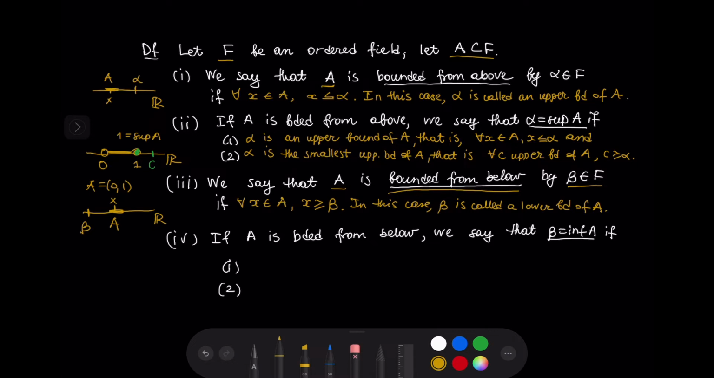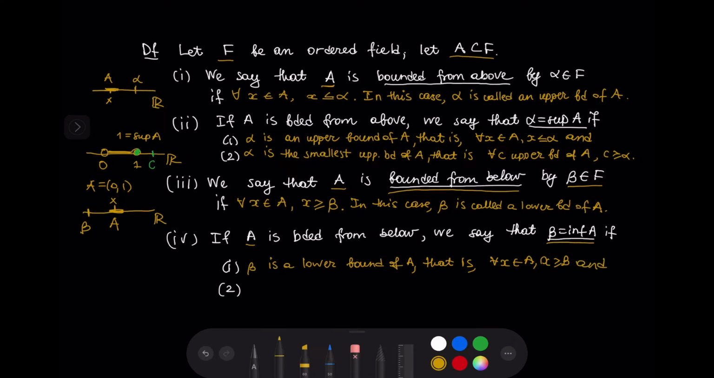So if I take any element x in A, it's going to be larger than or equal to beta. Now let us discuss what it means that beta is infimum of A. If the set A is bounded from below, we say that beta is an infimum of A if, first of all, beta is a lower bound of A, that is, for every x in A, x is greater than or equal to beta.